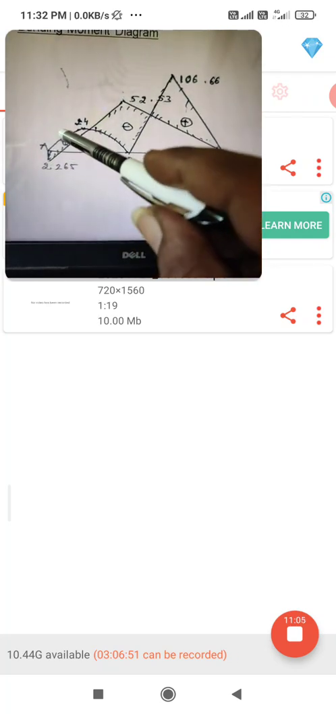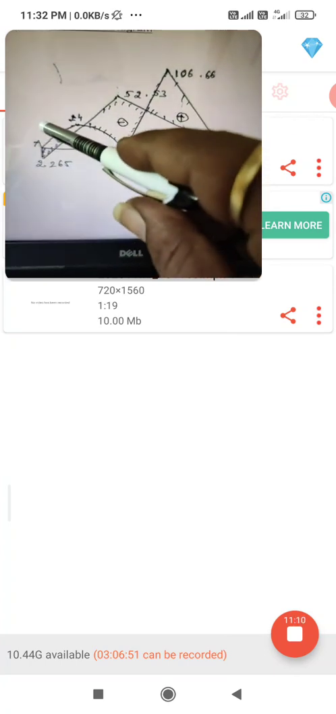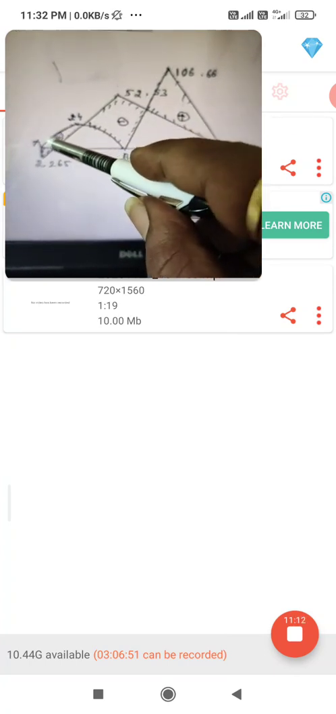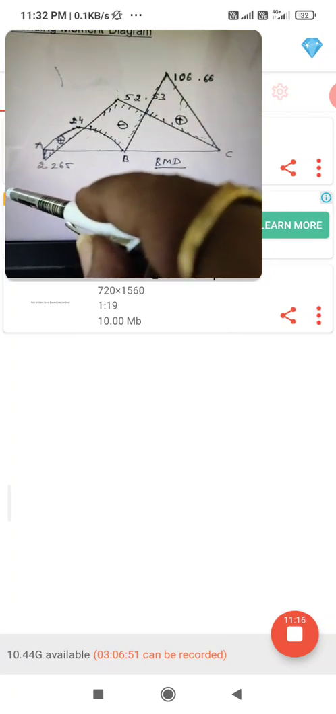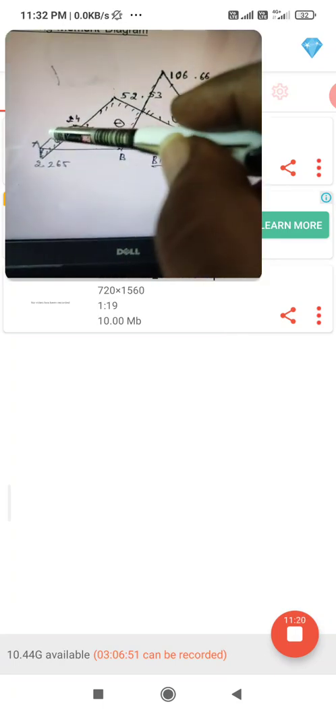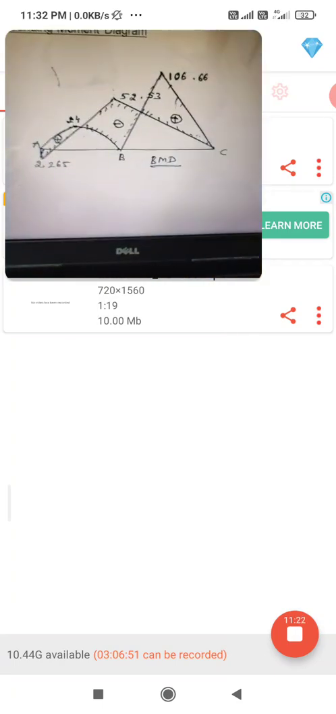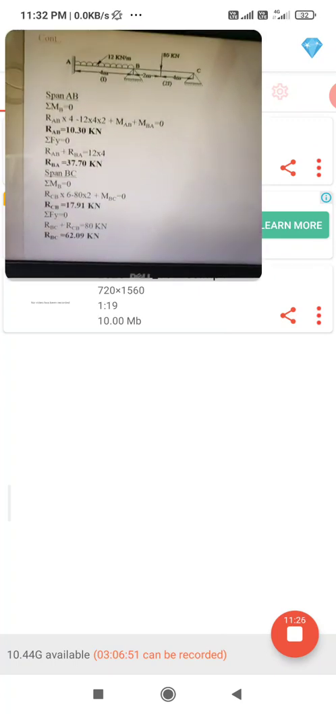If the value is negative and matches the standard direction, it will be above the beam line. The standard direction is anti-clockwise, but if your value is a clockwise value, meaning plus, it will be below the beam line. So that is how to draw the bending moment diagram. Then next, come to the shear force diagram.